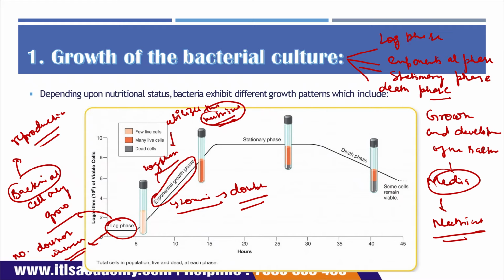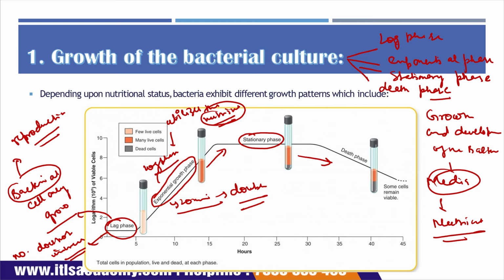Then after that, the third phase is your stationary phase. In a stationary phase, there is a limited amount of nutrient, due to which the number of cells does not increase. Here, the increment in the cells and the death rate become equal, due to which the stationary phase occurs.